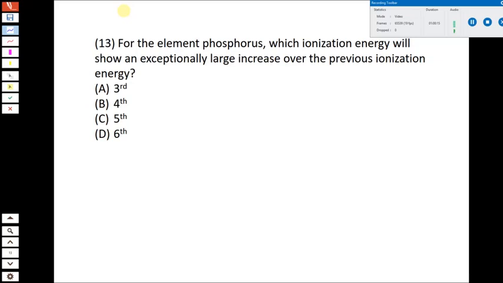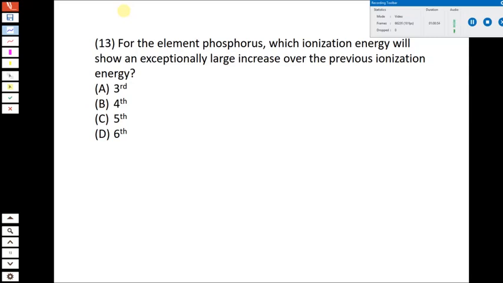All right, in this question we're talking about ionization energy. For the element phosphorus, which ionization energy will show an exceptionally large increase over the previous ionization energy? So remember that we have periodic trends for ionization energy, but that only deals with the first ionization energy, the removal of the first electron. But for any element that has multiple electrons, we have successive ionization energies that refer to the removal of additional electrons one at a time. So for phosphorus, there are a lot of electrons. We have a lot of ionization energies, and we want to know which one of these will show a very large spike. In other words, it will increase a lot relative to the one that comes before it.